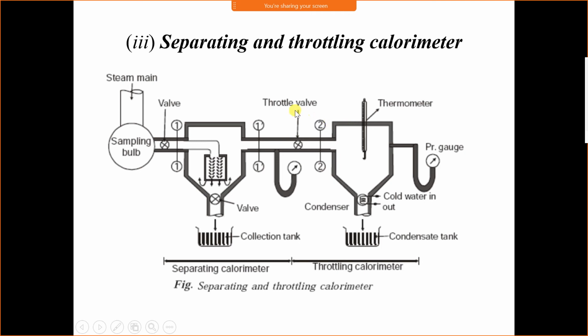To measure dryness fraction, we require superheated steam. But if the steam is highly wet, then superheated steam will not be obtained. Therefore, highly wet steam is first passed through the separating calorimeter so that the liquid part can be separated in a collection tank, and the wet steam entering the throttling calorimeter will be less wet.